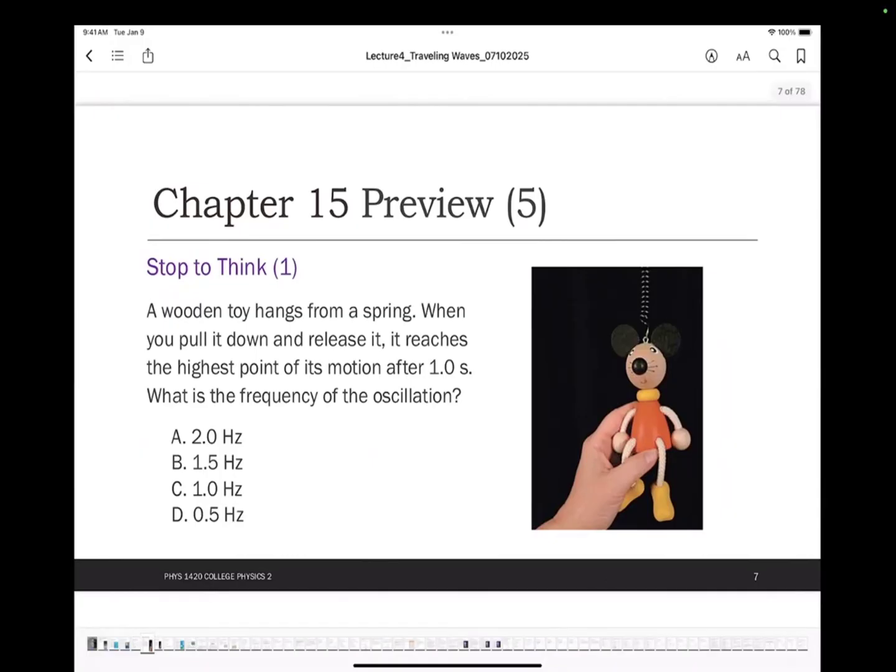Let us stop to think. There is a wooden toy that hangs from a spring. When you pull it down and release it, it reaches the highest point.